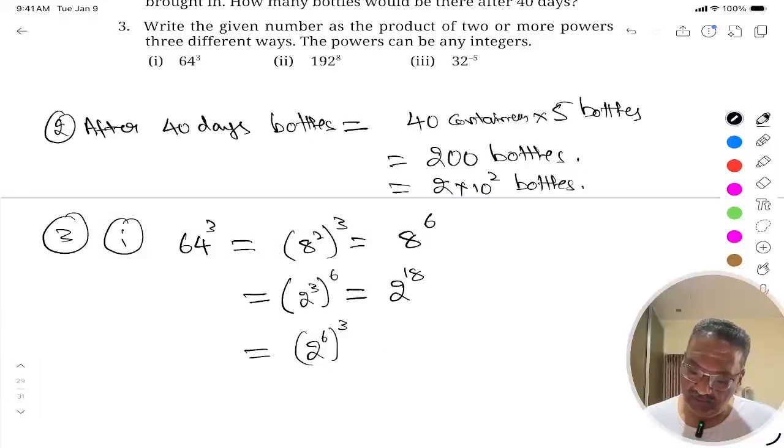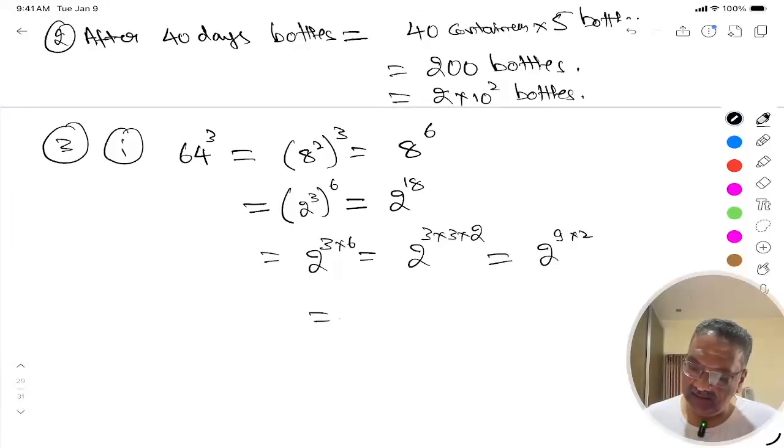One more way, what can you do? Okay, I can write this as 2 to the power of 3 into 6, which is equal to 2 to the power of 3 into 3 into 2, or 2 to the power of 9 into 2, or you can write this as 2 to the power of 2 raised to the power of 9, which is equal to 4 to the power of 9. This is another way of writing.